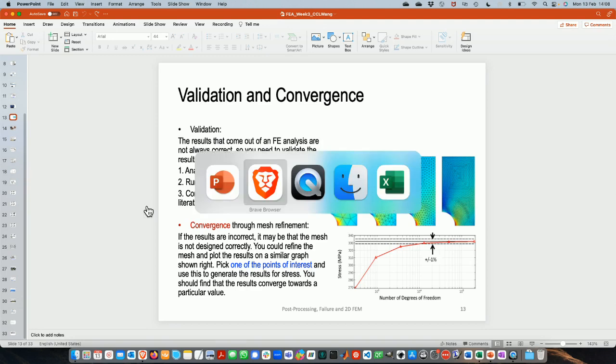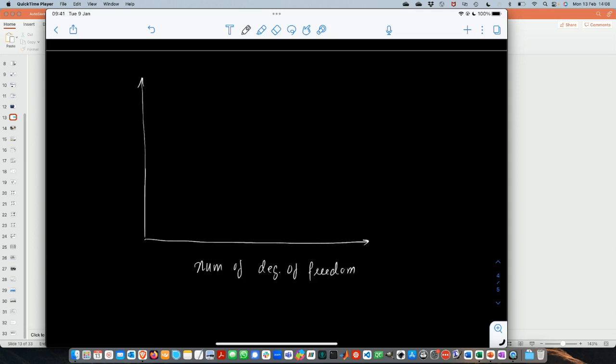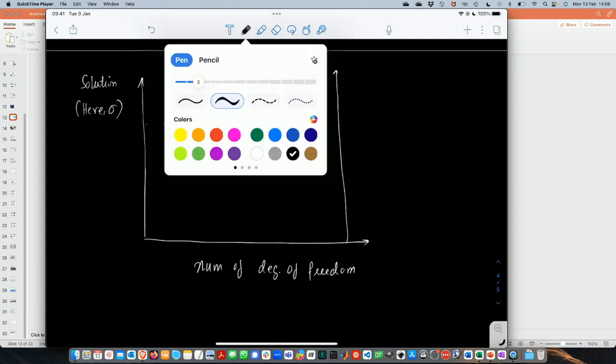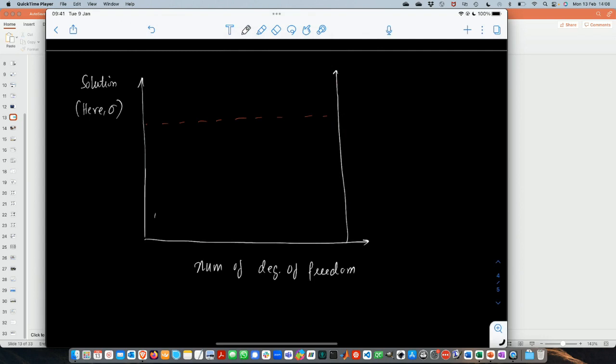So if we just plot, let's go here and try to plot, let's say again, the number of degrees of freedom. Okay, and let's say we plot our solution. Here we are plotting some stress. So let's say we had some value, let me put a red line here, and our value somehow had this kind of a trend, right? So now, on the right side, let me plot processing time or compute time.